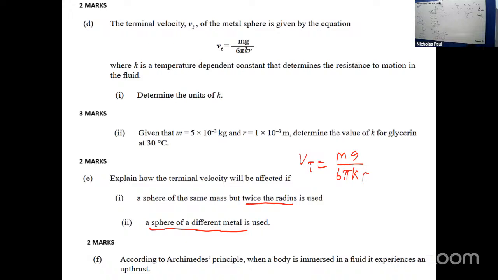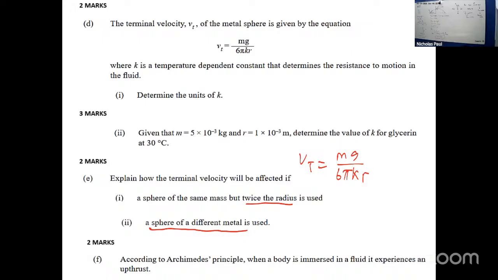The reason that will happen is because the upthrust on the object will now be larger. Together with what else will also be larger if the object has a bigger radius? Drag force will also increase.